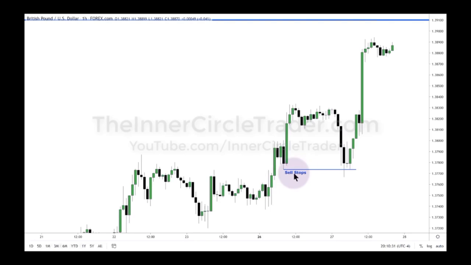So these sell stops flood the market with sell orders and smart money buys them at the market. So it goes right in here and buys them. So this is called pairing of orders. The market hits this and then price rallies.